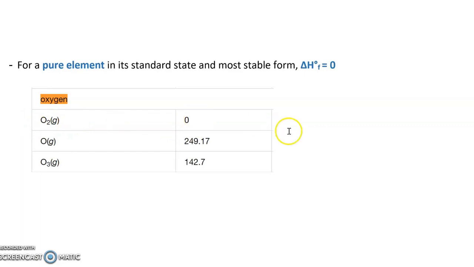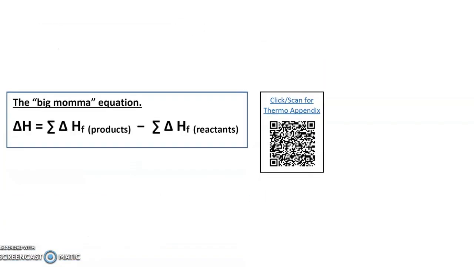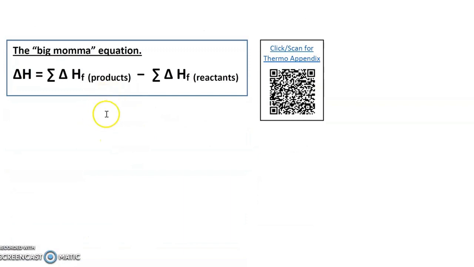Only oxygen gas, the diatomic form, has a heat of formation value of 0 because that's the most stable form of oxygen. So how do we use these heat of formation values to estimate and calculate the heat of a reaction? We have one equation and we call it the Big Mama equation. I've stolen this from a program called NIMSY, who referred to this equation as Big Mama, and I've been using it. So kudos to NIMSY for coming up with this.